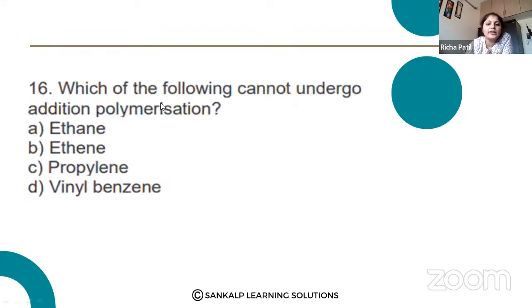Next, which of the following cannot undergo addition polymerization? Look at the options. Yes, ethane. Yes, Rakshita, Lohit. Ethene, propene, and vinyl benzene are examples that can undergo polymerization. Ethane does not have any double bond, so it does not undergo polymerization. We'll go for the next one.